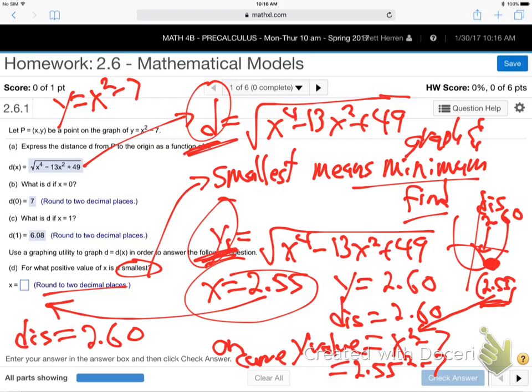And if they want the y coordinate, you've got to plug the x into the original equation. Questions on that then? So we found the point on the curve y equals x squared minus 7 that is closest to the origin. That's what we're able to do using the graphing calculator.